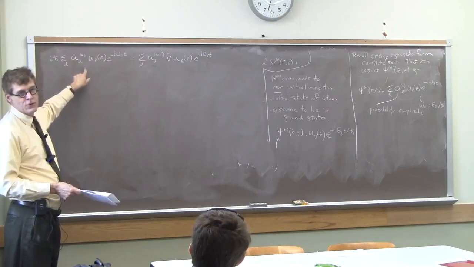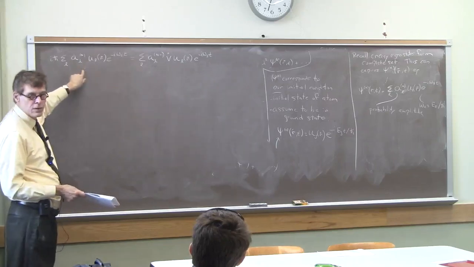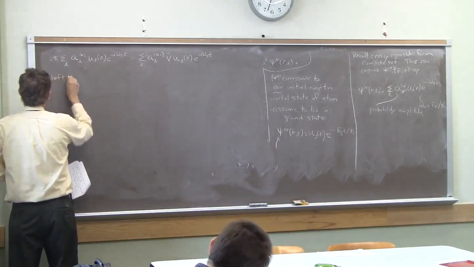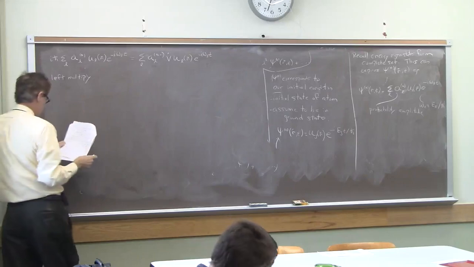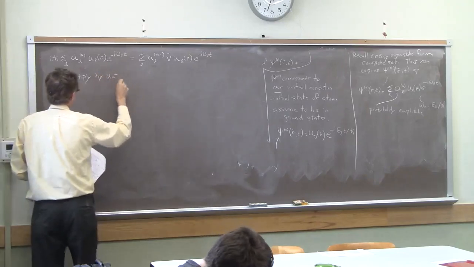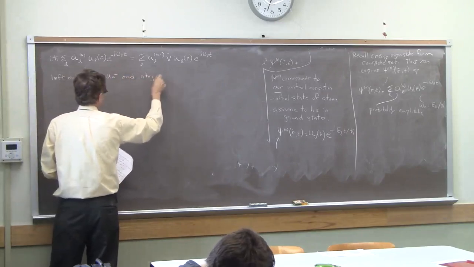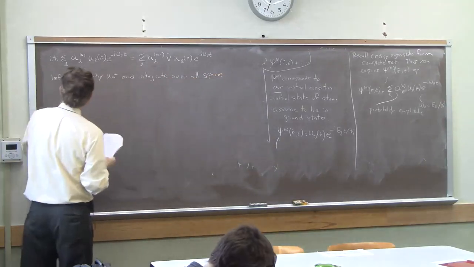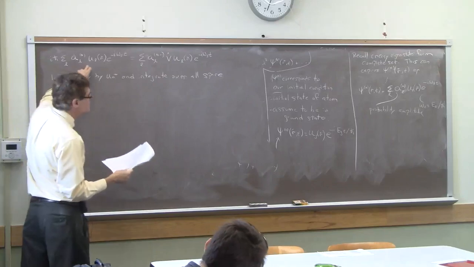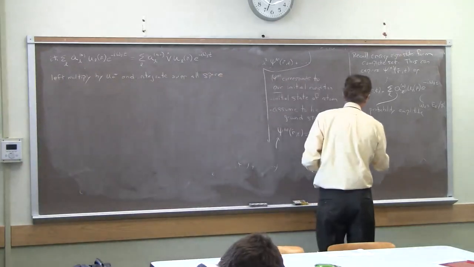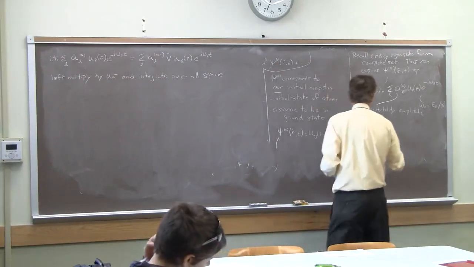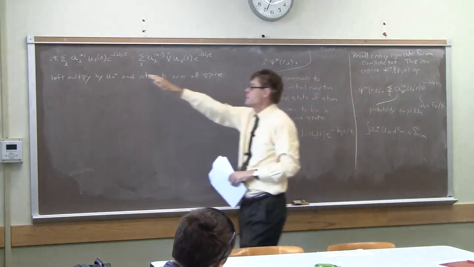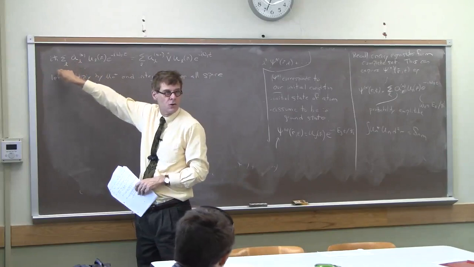So we play a trick, and you all know the trick. We play a trick to project out only one term from this summation. And we do this: left multiply by u_m star and integrate over all space. So when we do that using the integral of u_m star u_n d3r is equal to delta n m, this extracts from this summation the term in which l is equal to m.